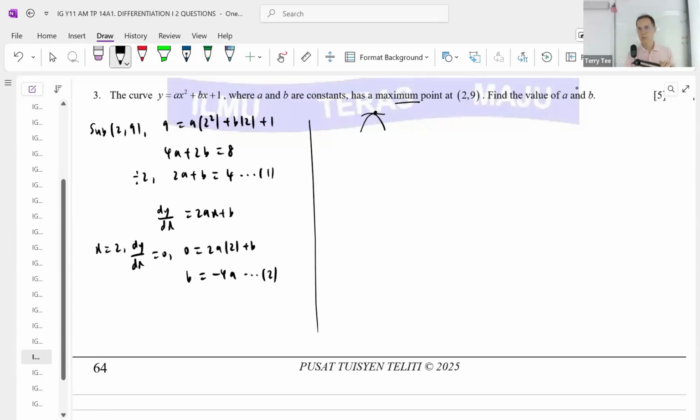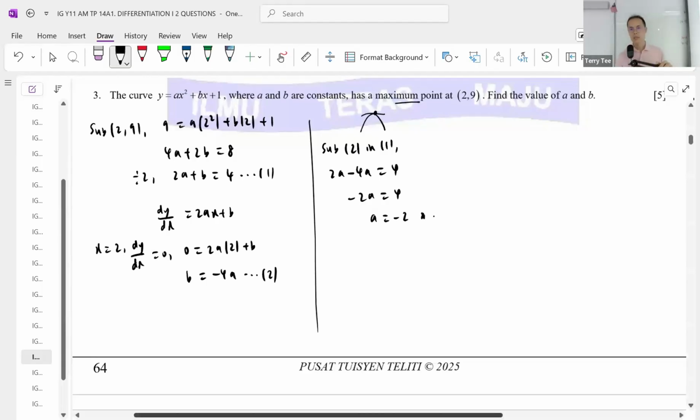Equation number 2. Let us sub equation 2 inside equation 1. Your a, leave it. Your b is negative 4a, so 2a minus 4a equals 4. Minus 2a is 4. A is negative 2. Okay, once you got your a, sub inside equation number 2. Find your b. Negative 4 times negative 2, 8.